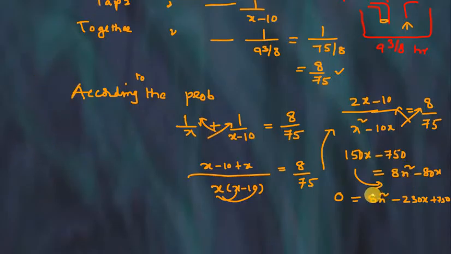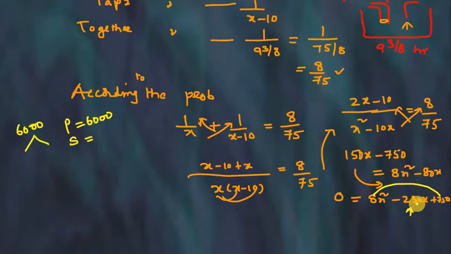So what is the solution of this? 8 into 750, you will get as 6,000. So what are the factors for 6,000? We will have many factors. I will write the conditions. The product should be 6,000 and the sum should be 230.